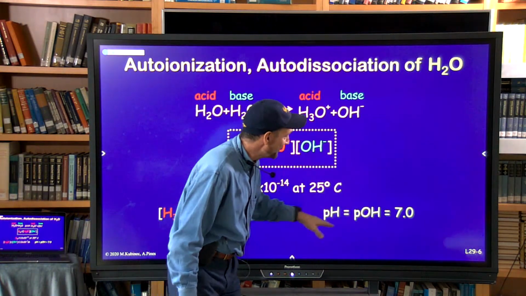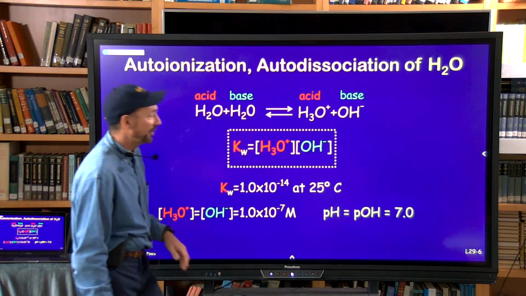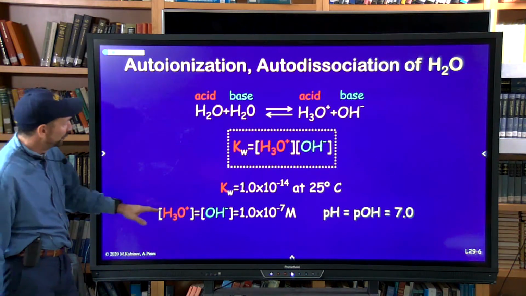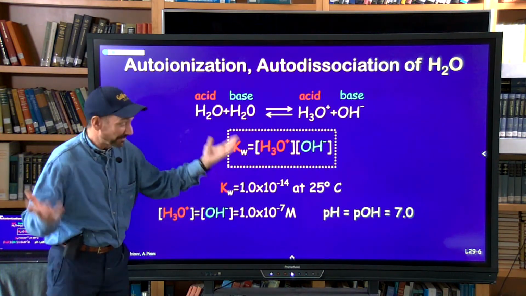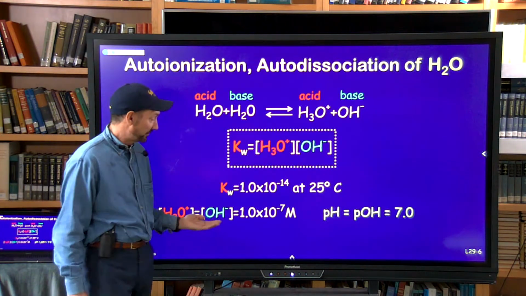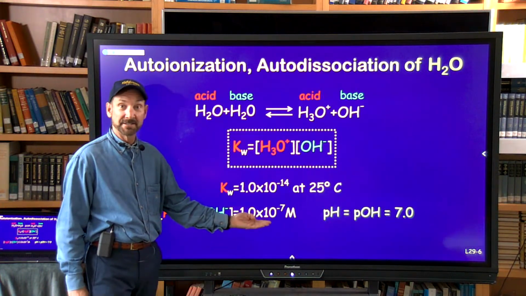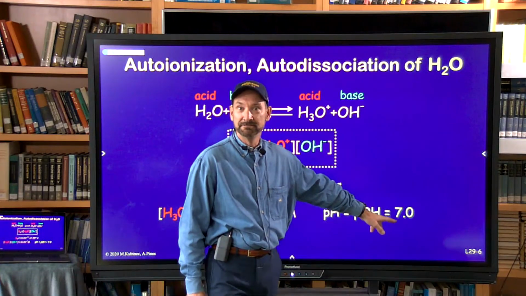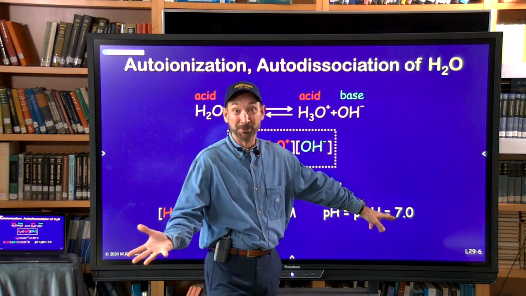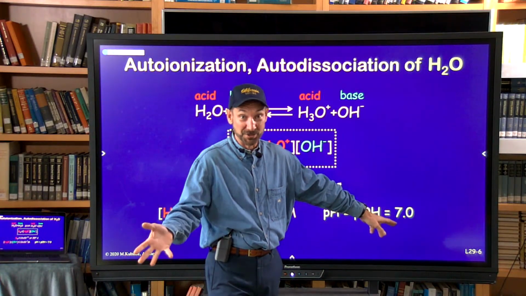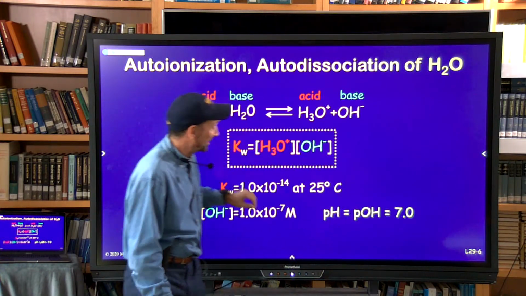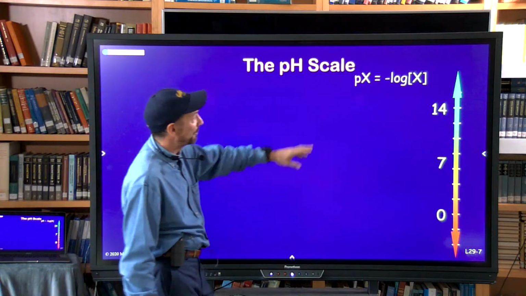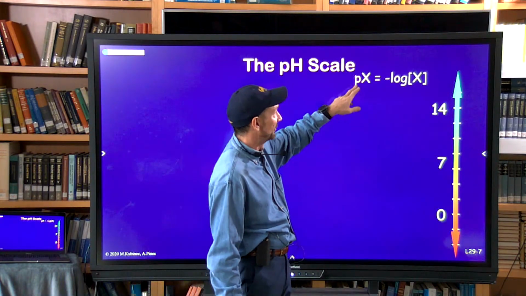We're going to define then something called the pH, essentially to make these numbers easy to work with. It's a pain to say 10 to the minus 7 or 1 times 10 to the minus 7 all the time. It's easier just to say 7. So we're lazy. That's what we do. So let's look at what that is. We're going to define this thing called the pH scale.